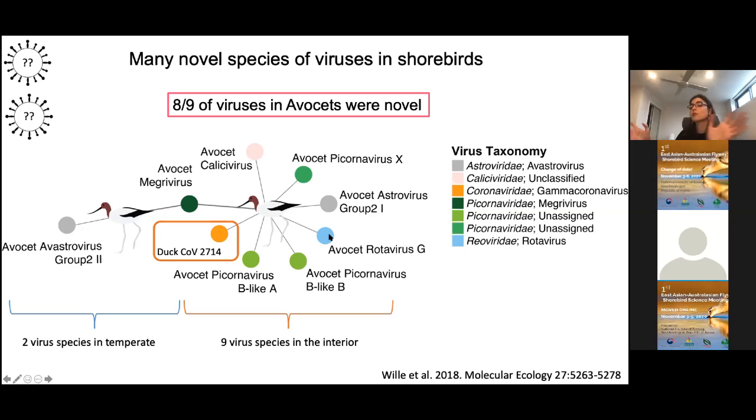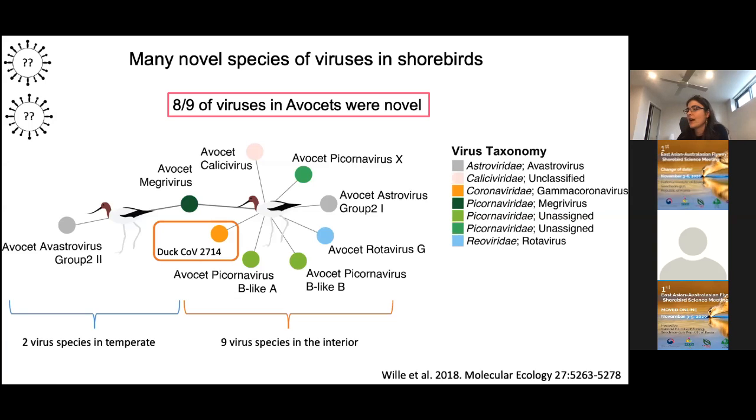These are full genome viruses that we can pull out from the data, not little bits and pieces, but actually full genomes. Where you see that a virus is connecting to avocets, it means it was in both of those libraries, in those merged samples. The first thing to take away from this is that of the viruses we described here, the vast majority are novel. They've never been described before. The only thing in this study that had been described before was this duck coronavirus 2714, which I talked about right in the beginning of the talk.